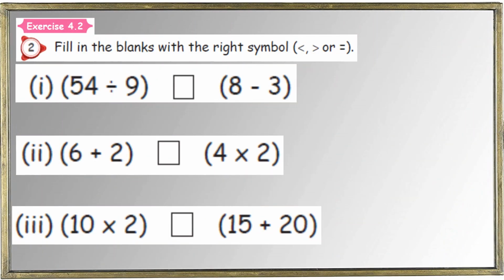Second sum, fill in the blanks with the right symbol: less than, greater than, or equal to. So far we have checked true or false only. But in the second sum, we are going to give the proper symbol. Let us do the calculation here. 54 divided by 9. Yes, we know that 9 6s are 54. So the left side is 6, and the right side 8 minus 3 is 5. So which symbol should come: 6 less than 5, greater than 5, or equal to 5?